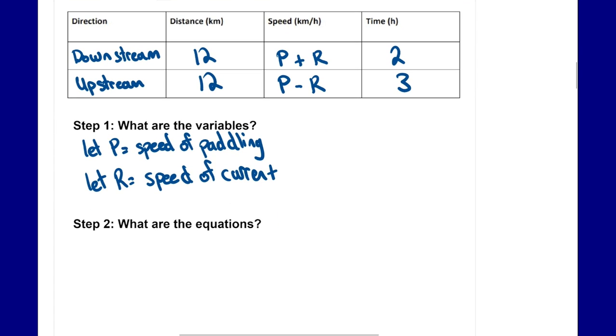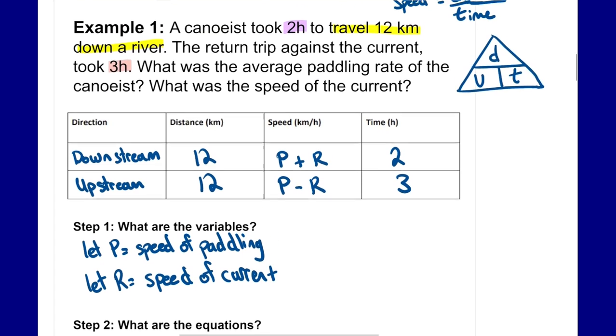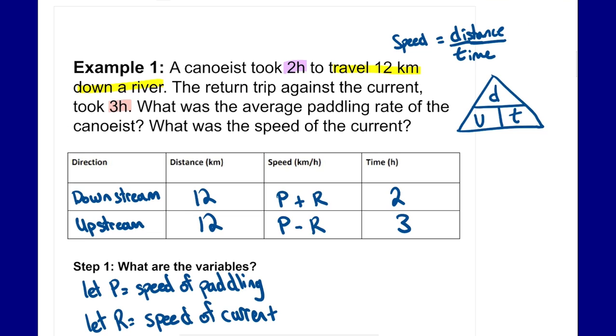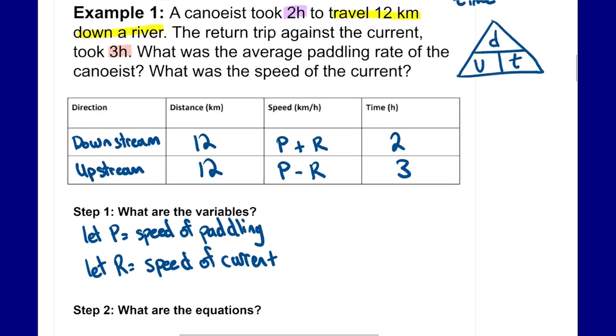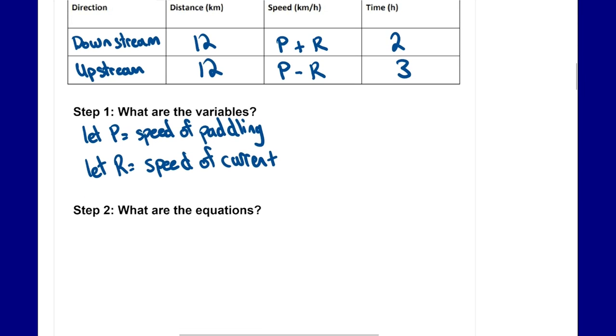And we're going to use this to come up with our two equations. What we want to do is solve for our speed. If I go back up here, to find speed I have my formula: speed is distance over time, and I have a distance and a time. So my first equation is going to find the speed going downstream.